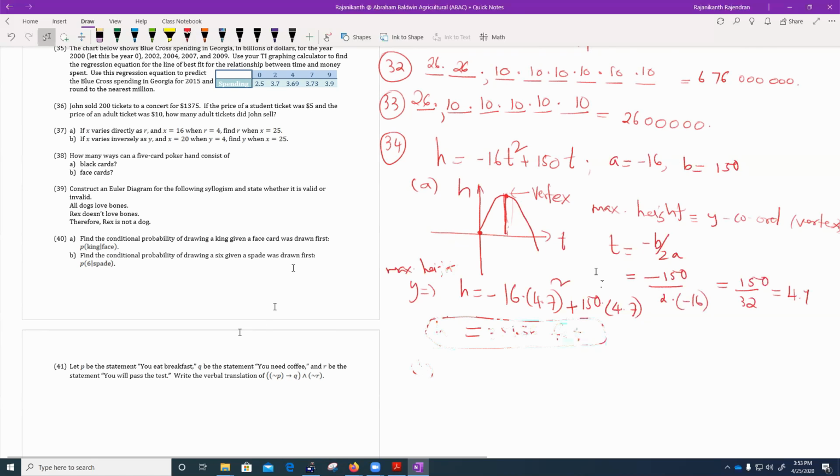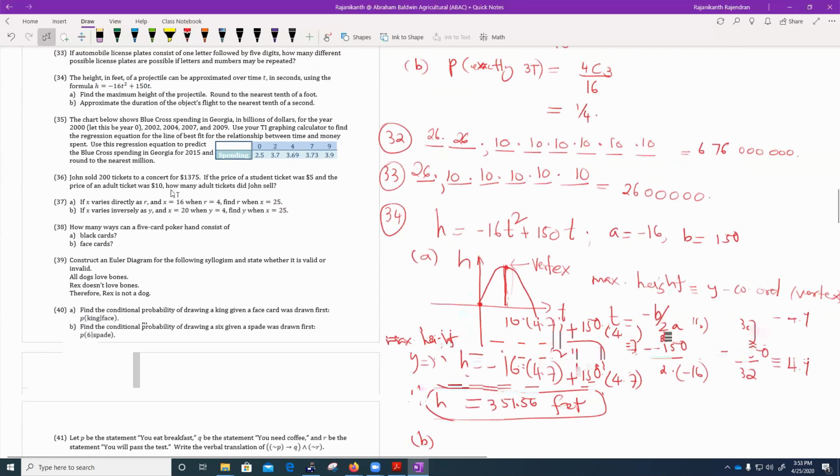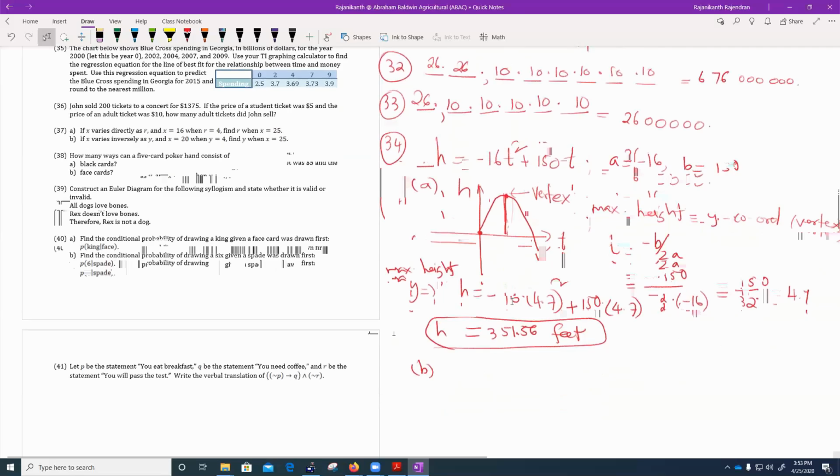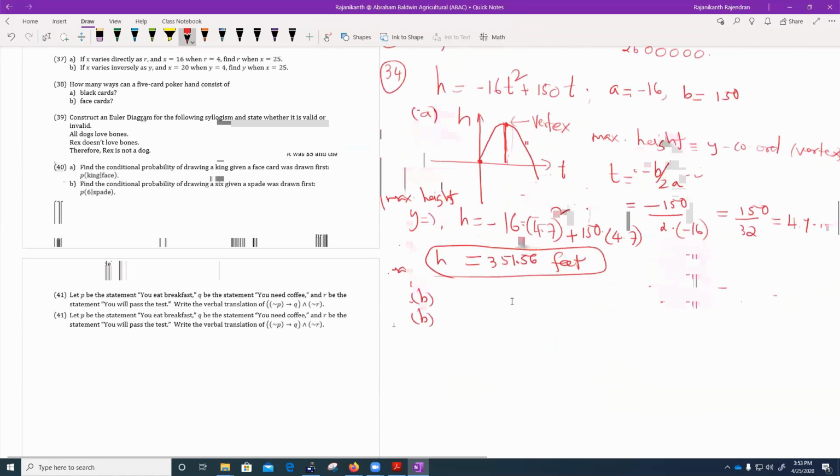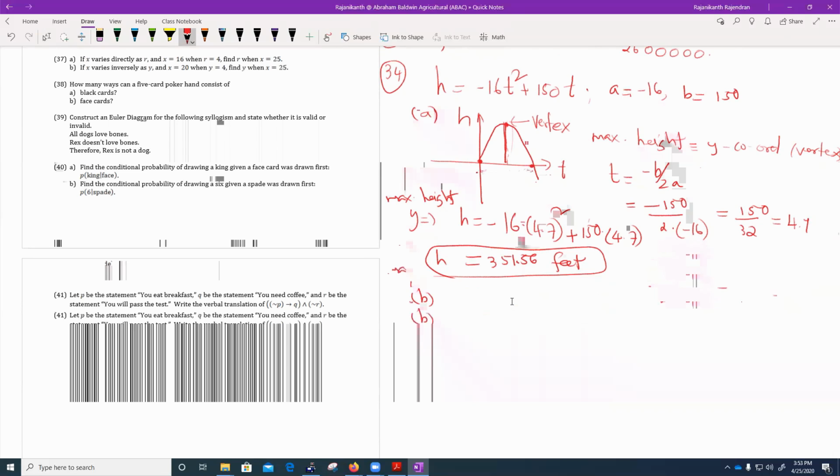So for part B, approximate the duration of the object's flight to the nearest tenth of a second. So how much time did it take to reach the ground? That's the question. Remember, the x coordinate of the vertex we already found, which is 4.7. That means this is 4.7. This picture is symmetric about this axis, so therefore this side also should be 4.7.